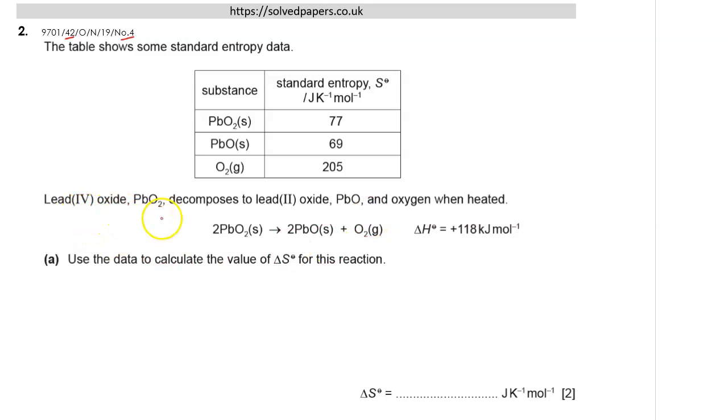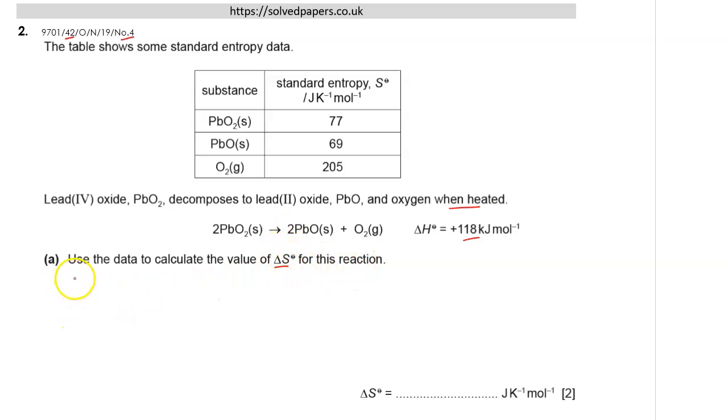Lead 4 oxide decomposes to lead 2 oxide and oxygen when heated. The equation is given here. You heat this lead 4 oxide, you'll get lead oxide and oxygen. Then the enthalpy change is given here, plus 118. This is an endothermic reaction. Use the data to calculate the value for standard entropy change for this reaction.